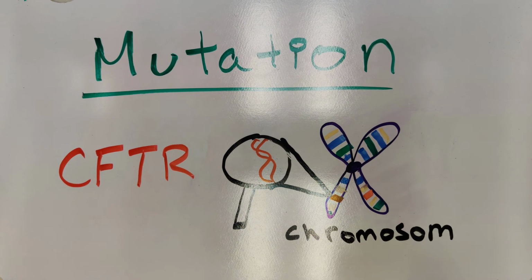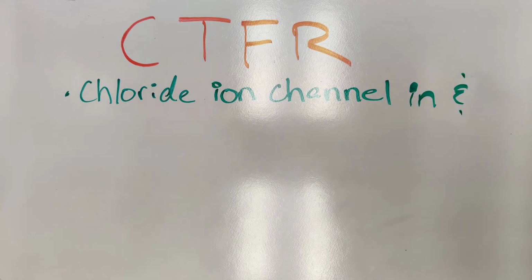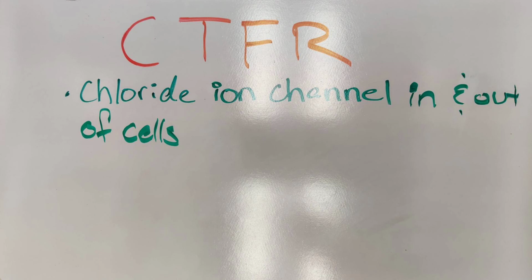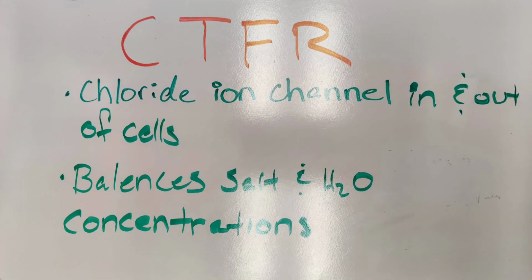Cystic fibrosis is caused by a mutation of the CFTR gene, which is found on the long arm of chromosome 7. This gene encodes the CFTR protein. It is a protein that works as a chloride ion channel for ion transportation in and out of the cell. This ion channel controls the concentrations of salt and water inside the body.